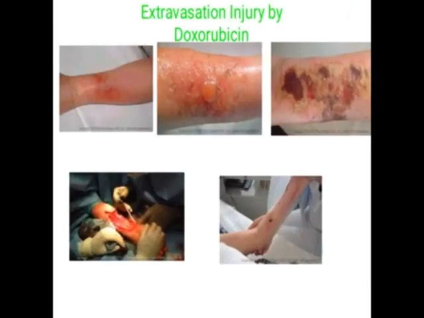So another side effect is extravasation injury by doxorubicin. These are the side effects. Okay, the fluid from the vessels comes out, that is the extravasation injury by doxorubicin.